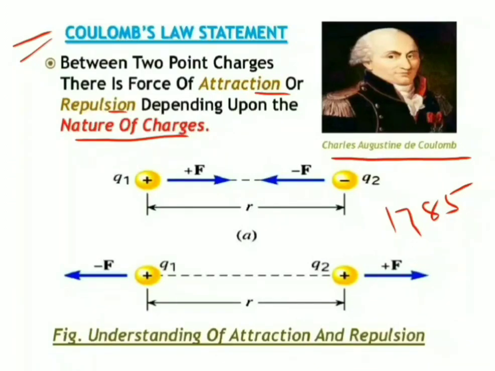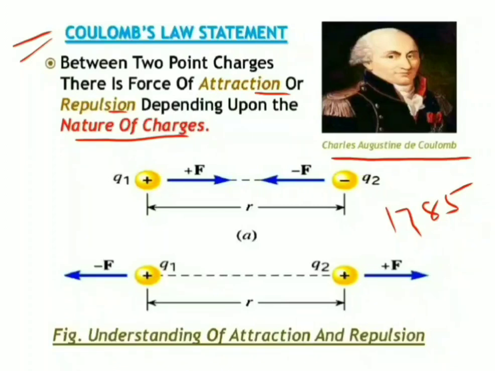de Coulomb, and according to its statement, if we have two similar charged bodies, for example positive positive or negative negative, then the bodies will repel each other. And if we have two dissimilar charged bodies, for example one is positive and second is negative, then they will attract each other. Okay, this is the inherent characteristic of charged bodies.